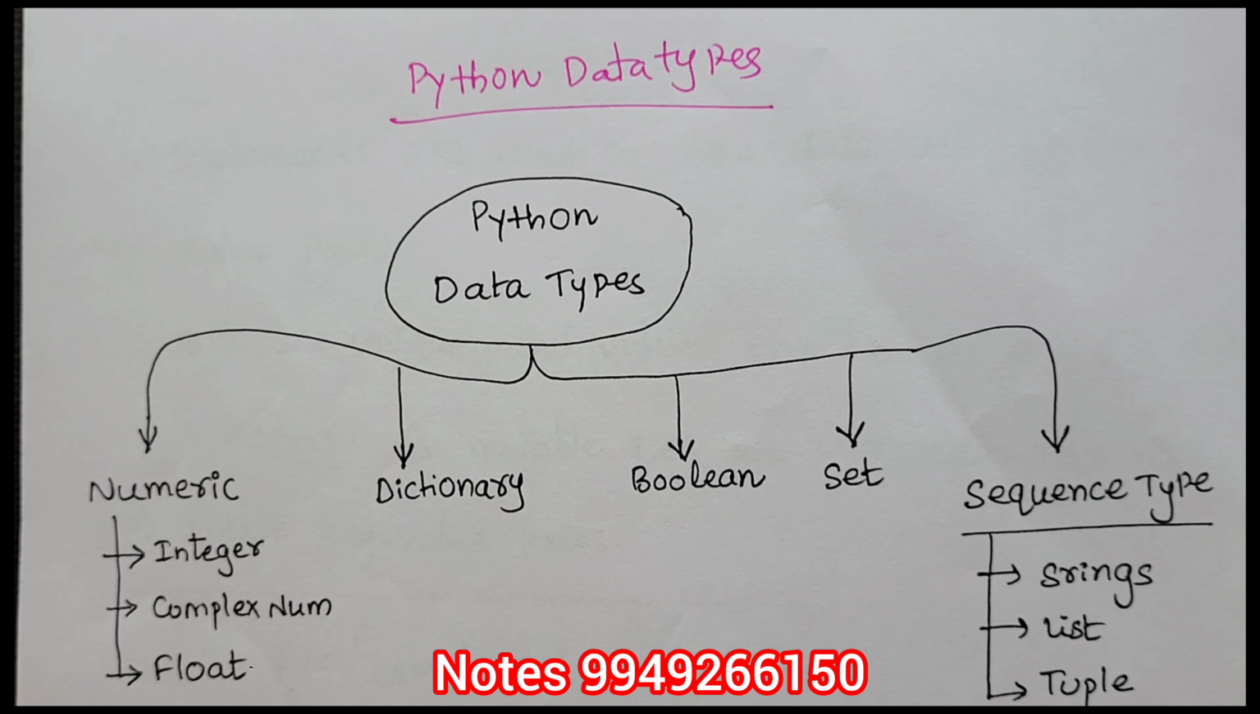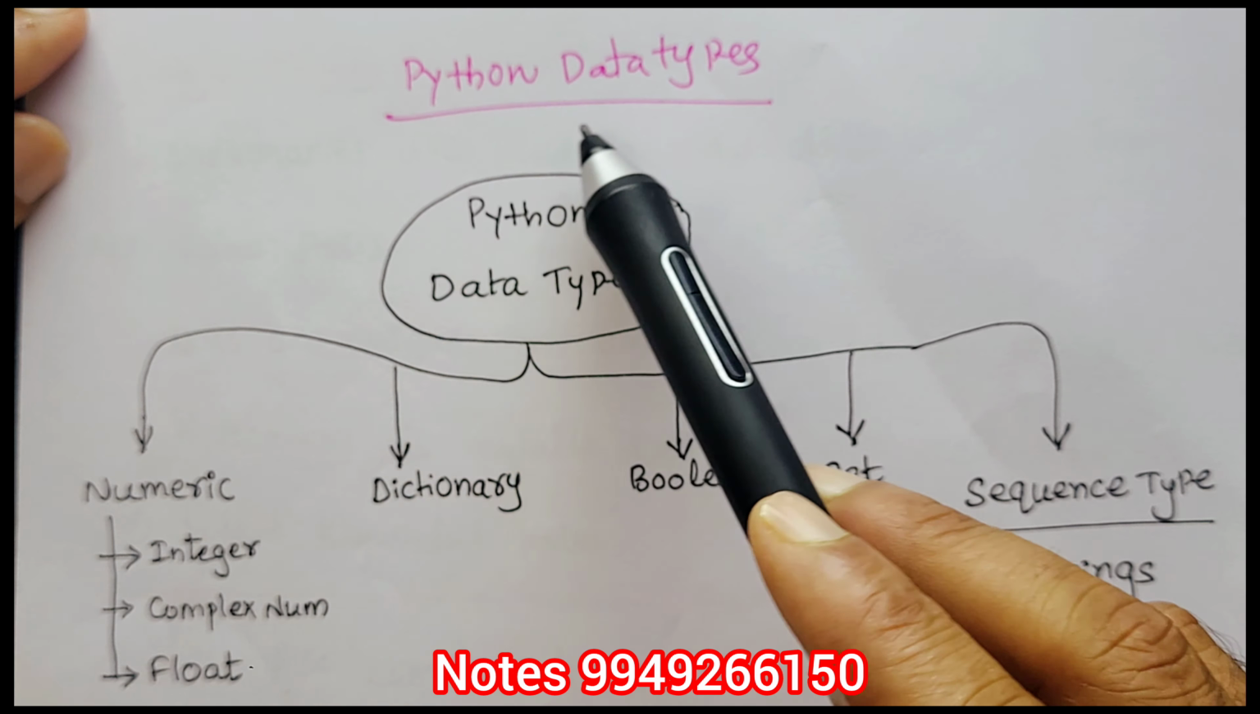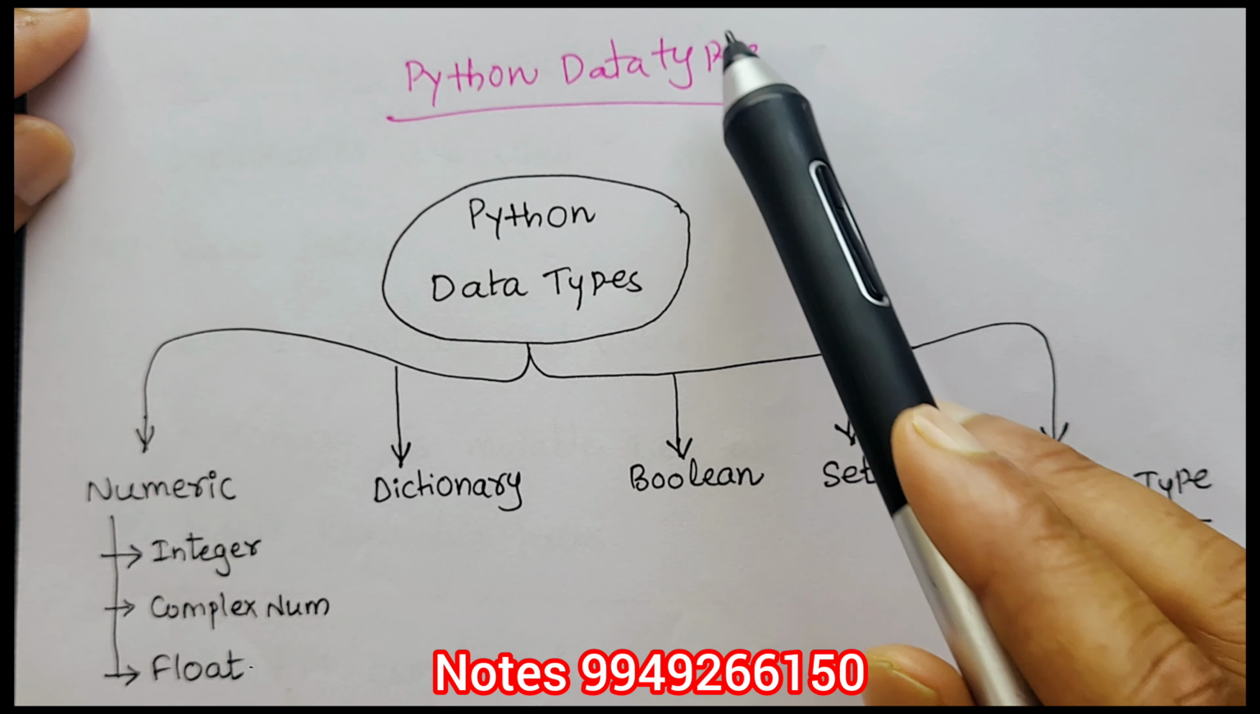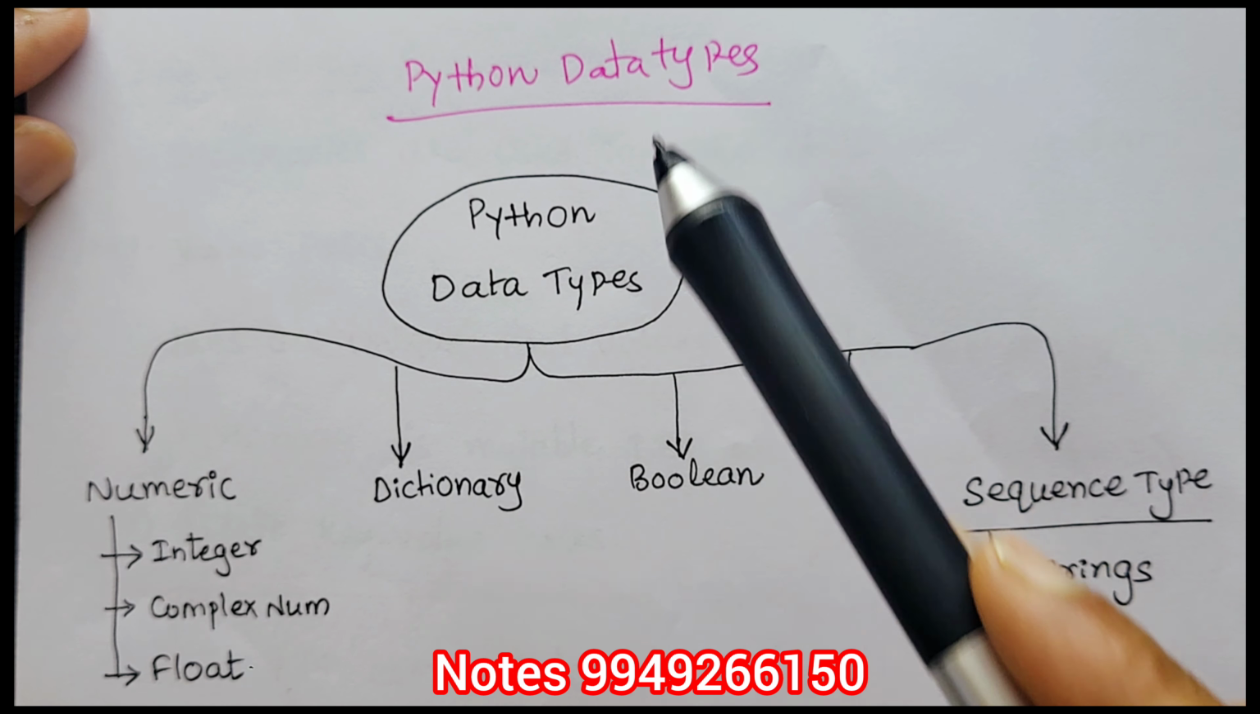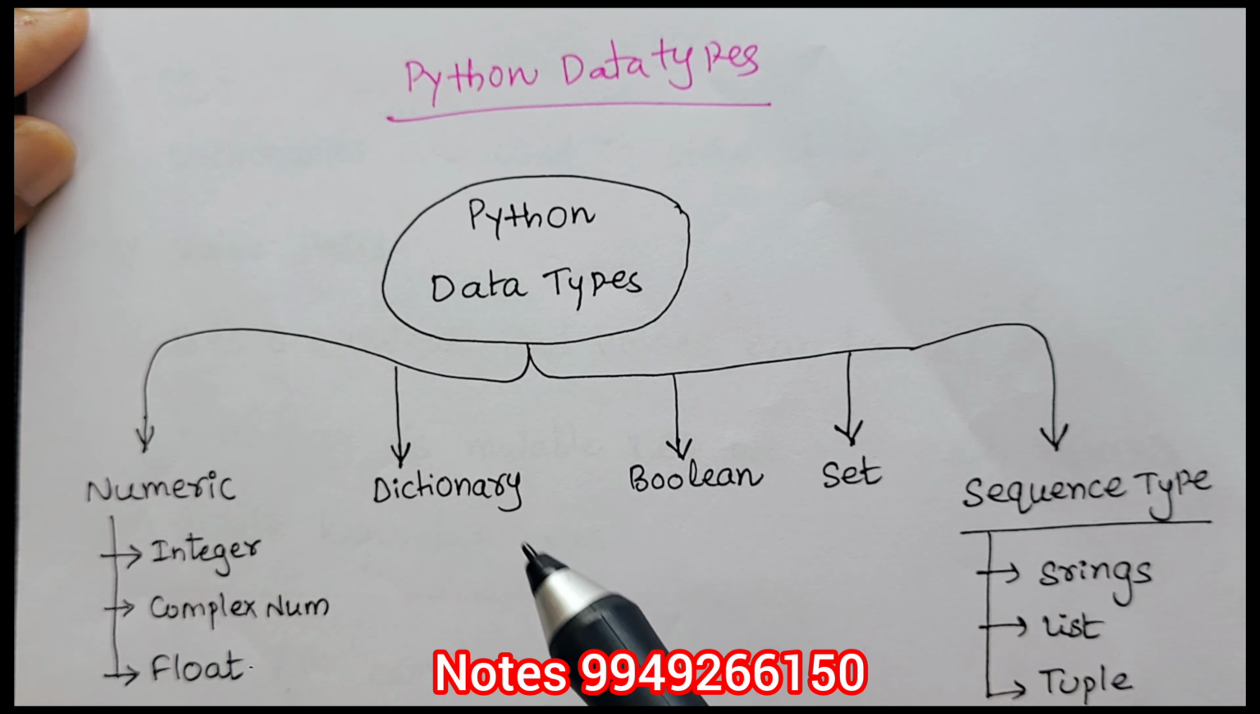Today we are going to discuss the Python data types. So remember what is meant by data type? Data type is used to identify the data. Python data types are basically divided into 5 types.